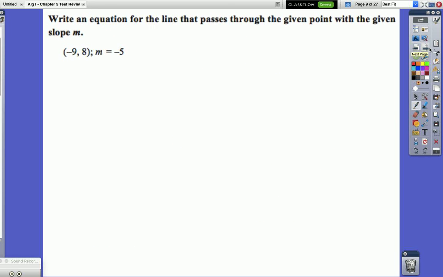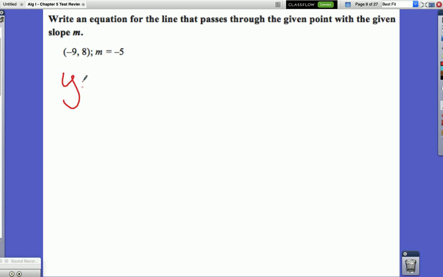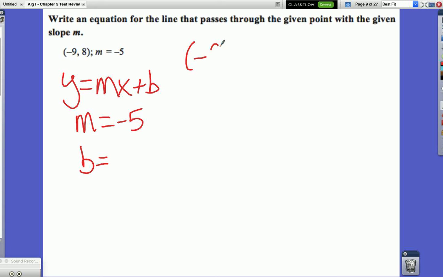Okay, same directions. Anytime it says write an equation, we always are going to write y equals mx plus b, m equals, and b equals. This one, slope is -5. We look at the point. The point is -9, 8. So that's an x and a y. The x is -9. The y is 8.